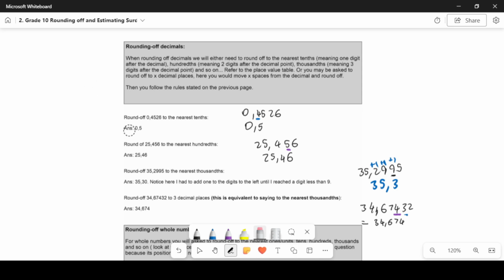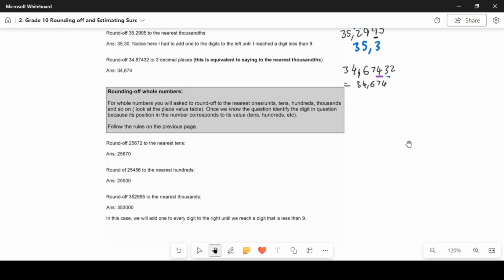Right, and I'm phrasing it differently so that you can see the different variations under the decimals. Now let's look at the whole numbers. How do we deal with the case when we're given whole numbers? For whole numbers, you'll be asked to round off to the nearest ones, tens, hundreds, thousands, and so on.